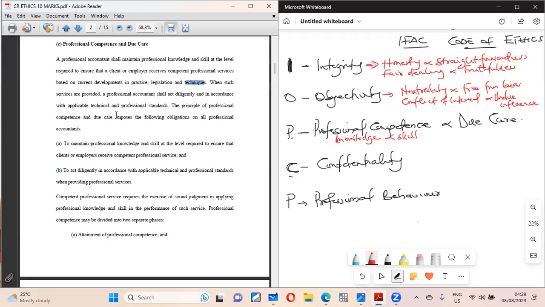But the fact that that standard has come tells you that in your practice or in your learning, you should learn something towards environment. All right. Because they'll be piloting it before they fix it in the syllabus. All right. So that is that. So you have to get professional knowledge and skills to the required level so that your client can receive what? Competent professional service. All right.